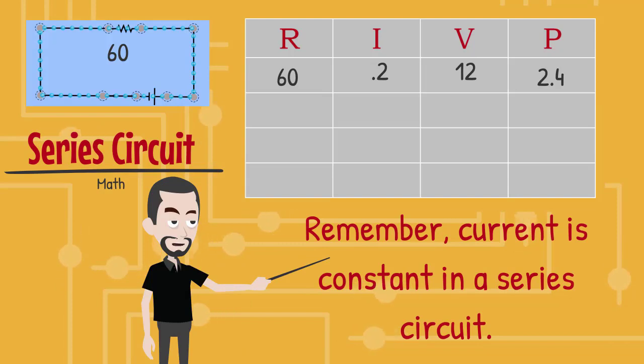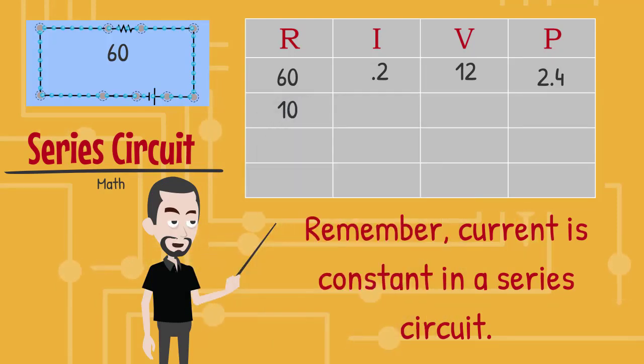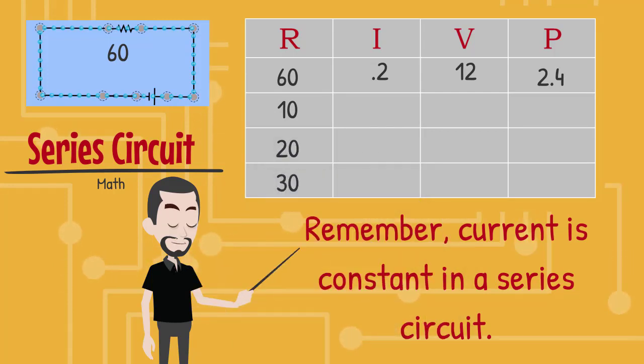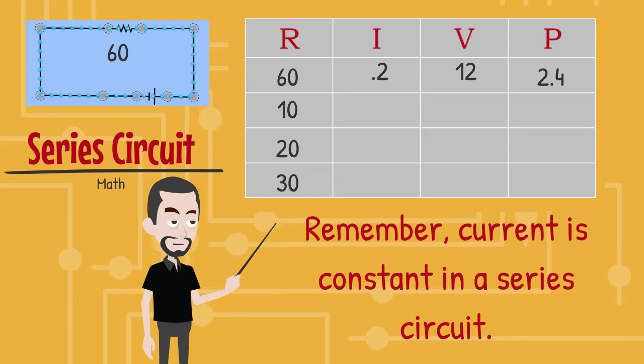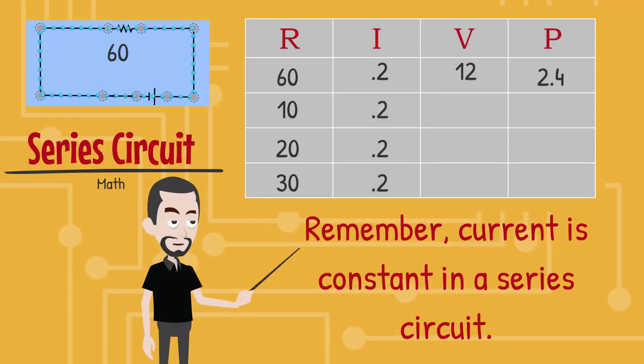Now, the real circuit didn't have a 60 ohm resistor, but it did have a 10, a 20, and a 30 ohm resistor, so we put those into our table. Knowing that current is constant in a series circuit, all of those resistors have 0.2 amps of current. So we're going to write those into the table.